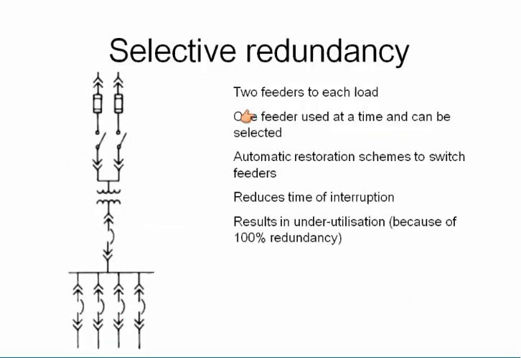Selective redundancy, two feeders to each load. One feeder you use at a time. So you use one at a time, the other is not used. You can have automatic changeover. If one fails, change over to the other. Reduces time of interruption, but it is more expensive. You only use one at a time. This is a symbol for a transformer. Alright. These are your loads, breakers, changeover system, the switch.